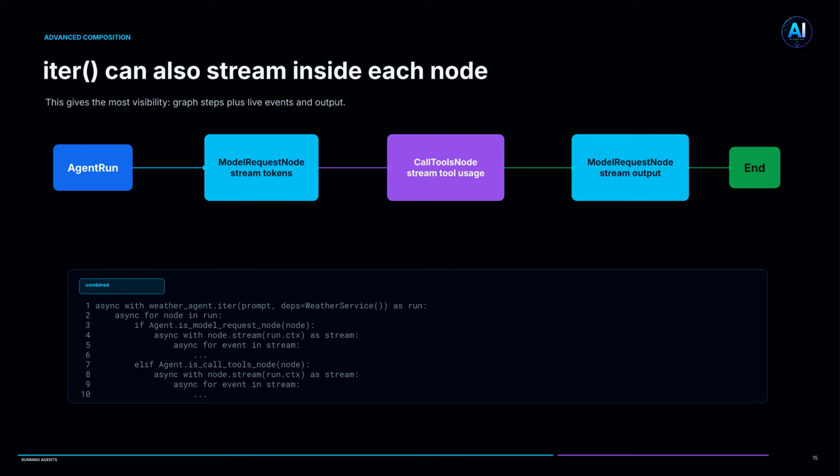The most advanced pattern combines iter with streaming inside the nodes, giving you visibility into both graph steps and live events at each stage. When you hit a model request node, you can stream the model request. And when you hit a call tools node, you can stream tool call and tool result events. This is not where to start as a beginner, but if you are building serious agent observability, a teaching visualizer, or a debugging console, this is the kind of pattern you eventually reach for.